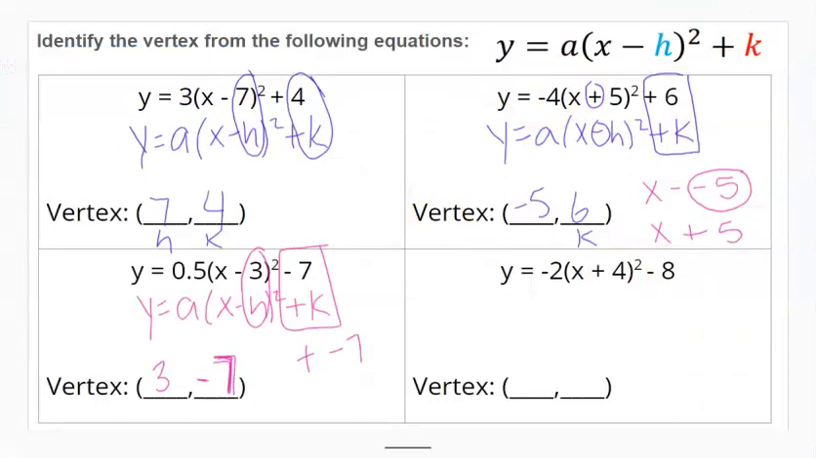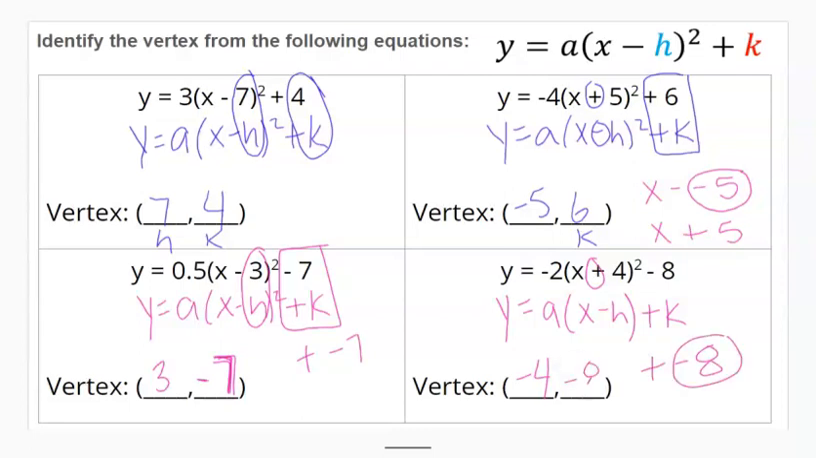So then here we have y equals negative 2x plus 4. So again, since it's plus instead of the minus, we're going to make it the opposite of positive 4, which is negative 4. And then plus k, it's that minus 8, which is the same as plus negative 8. So we're going to just keep that negative with it. So the first step in being successful with vertex form is making sure that we can identify the h and the k correctly. So that's why we practice this right away.